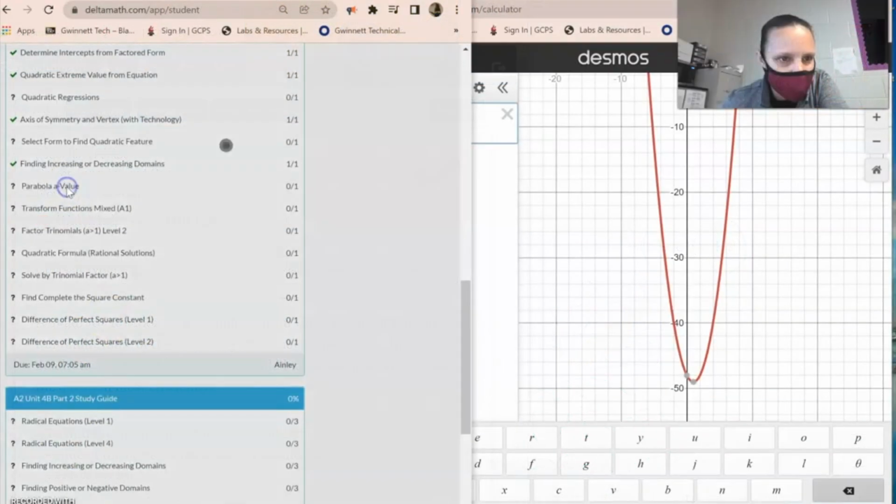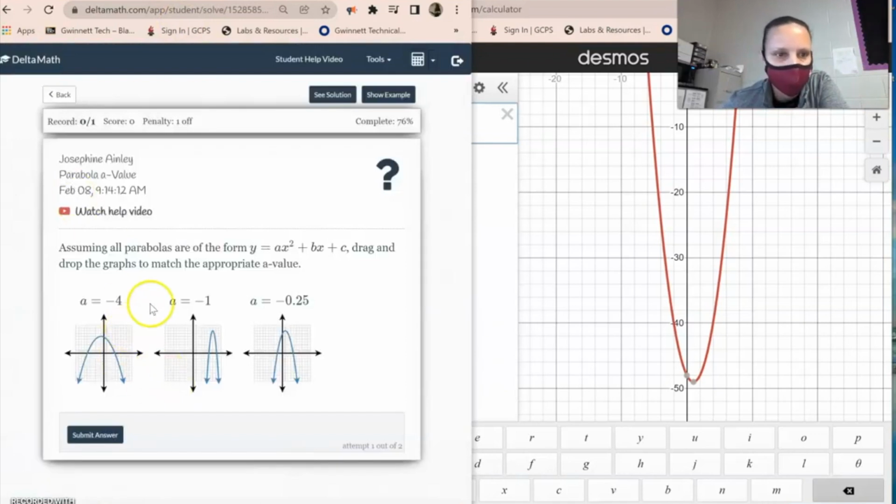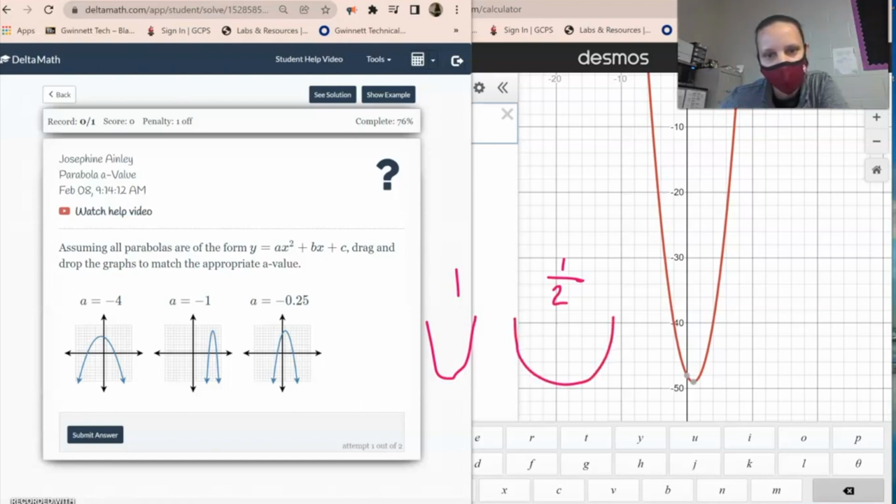All right, parabola A value. This one's actually pretty easy if you just have to remember it. So the smaller the number, it's going to be opposite. The smaller the number, the wider the graph. So for example, if the number is 1, and I have a graph like this, if I have like a half, it's going to be wider than this. It's going to be wider, right? So the smaller the number, the wider the graph.